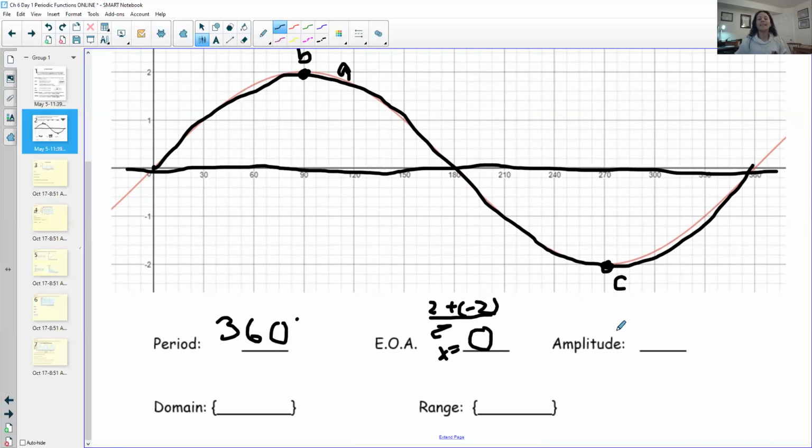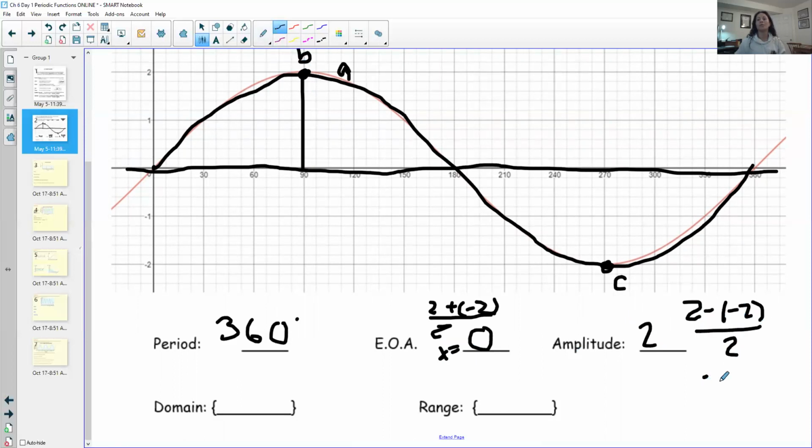Okay, the amplitude is how high it is. Okay, we can read this from the graph. It's 2 units high. If you would like to use your formula, take the maximum, this time subtract the minimum, and then divide by 2. Okay, so 2 minus -2 is 4.